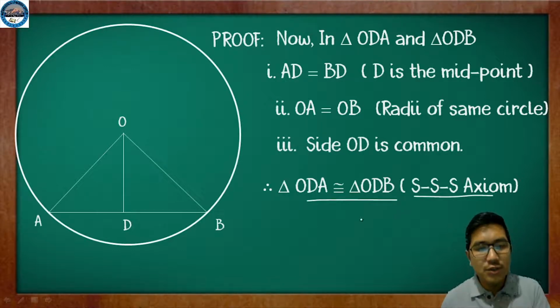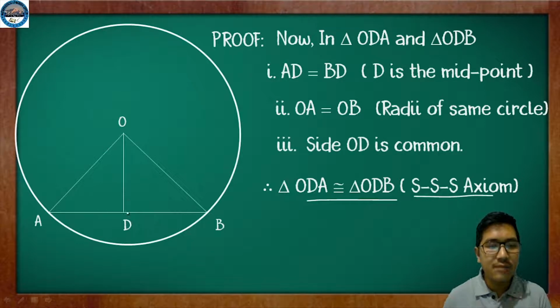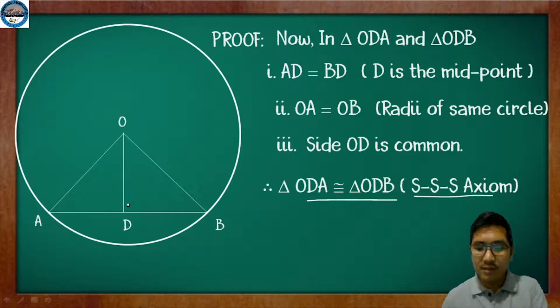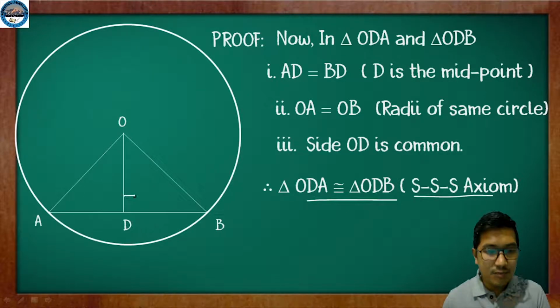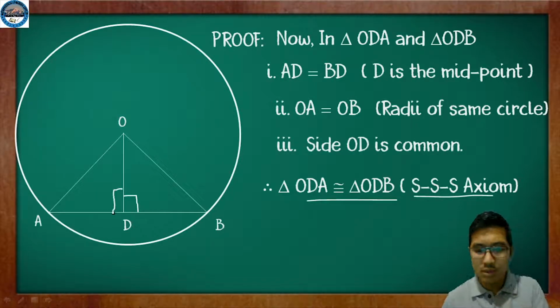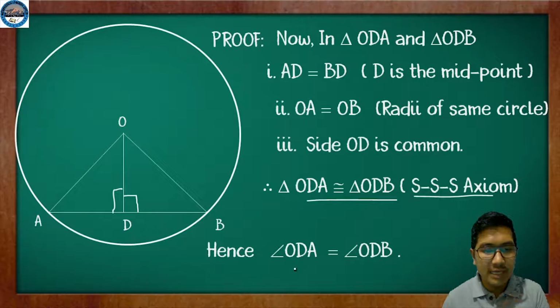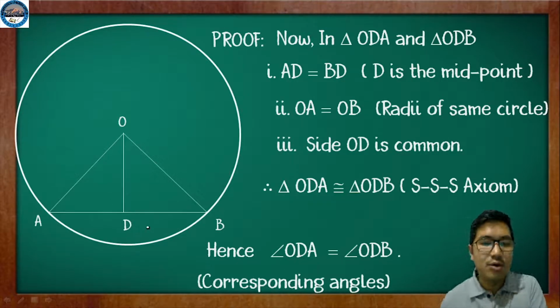Now if these two triangles are congruent, that means these two triangles are exactly the same. So we have the angle ODA will be equal to ODB. ODA, this angle here, will be equal to ODB. And why is that so? Because they are corresponding angles. So this angle here, ODA and ODB, will be equal.